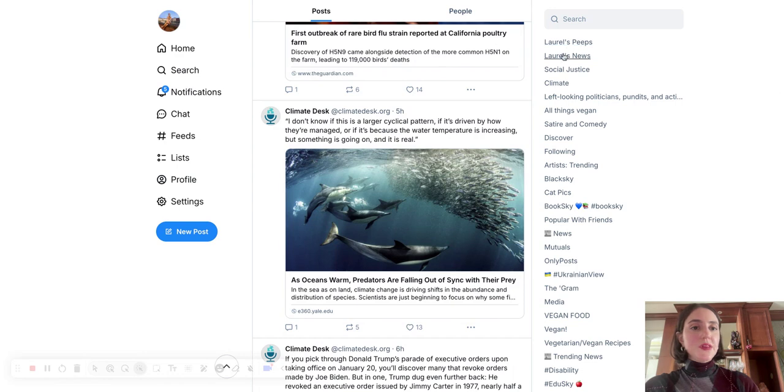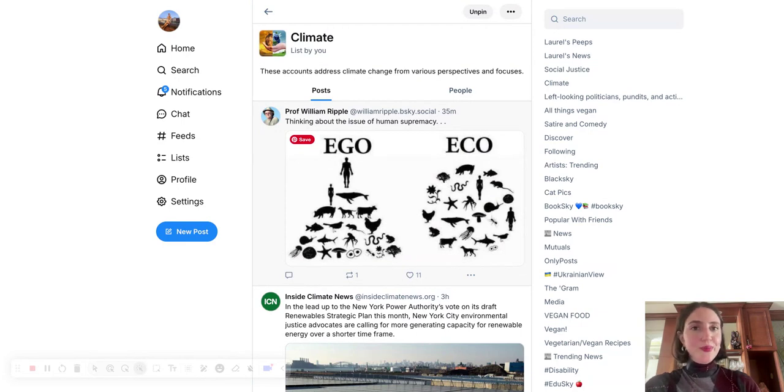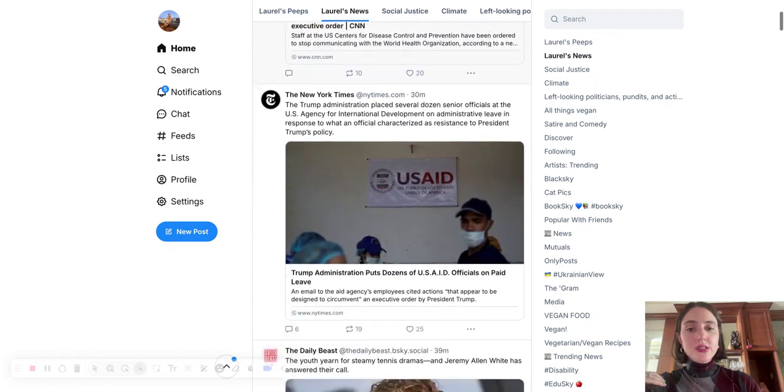And you can also see them on the right. So I've put my top ones, the ones that I made, up here. I made one called Laurel's Peeps. Kind of stupid, but these are people that I personally know so that I can just look at what they've posted. Then I have a curated news list.